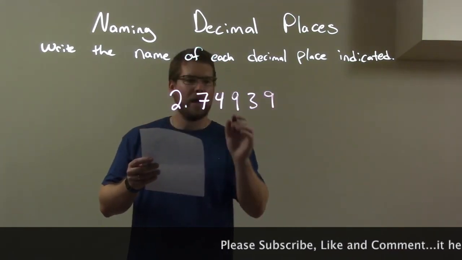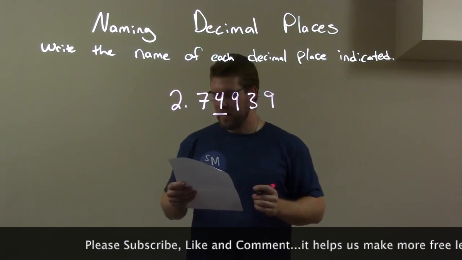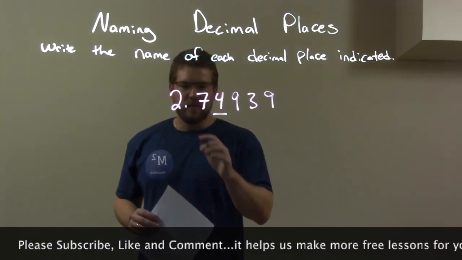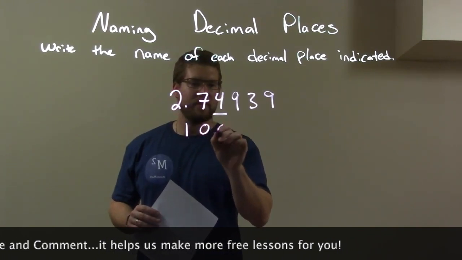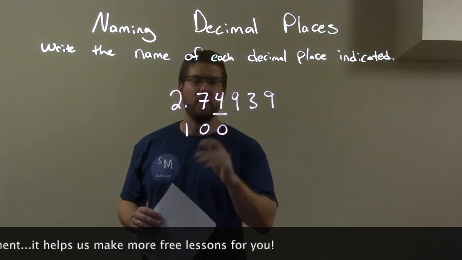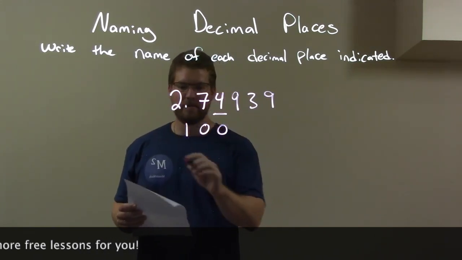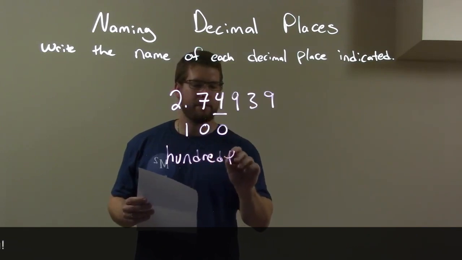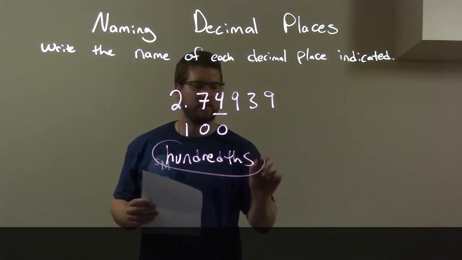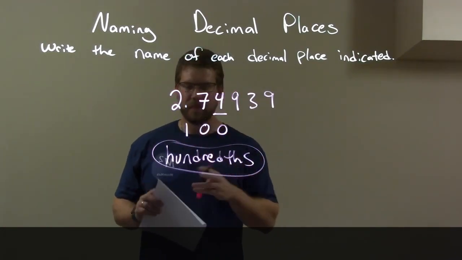9.74939. I have the first decimal place right here, indicated on the 4. What I like to do is put a 1 where the decimal is, and then zeros until I hit that 4. So I have 100. That's the number 100, so this is the hundredths place. The hundredths place, with the ths again, when it's on the decimal side.